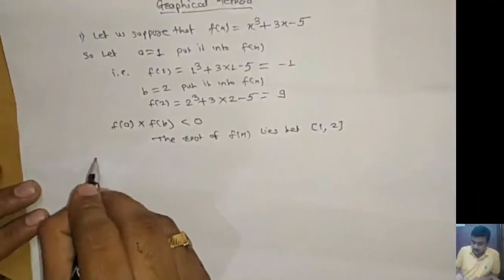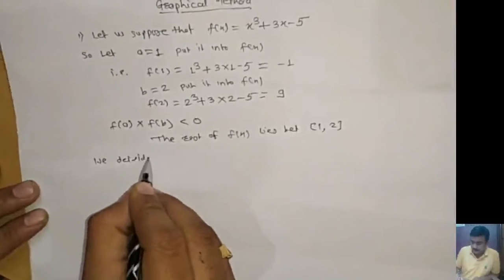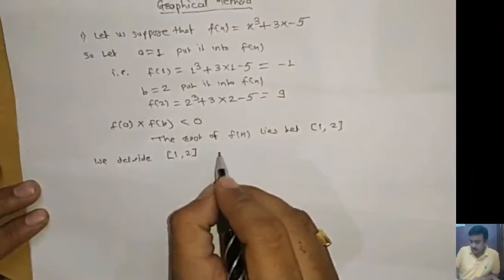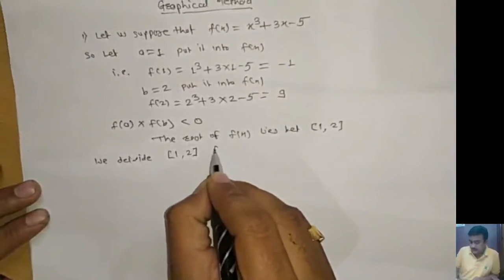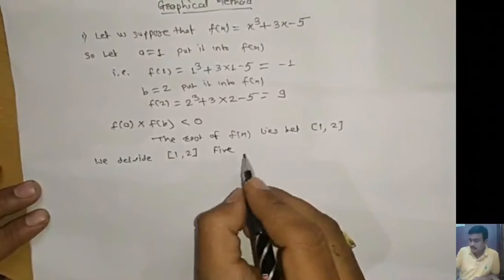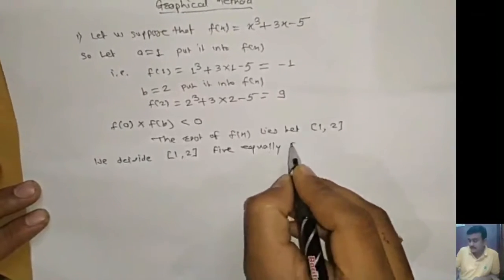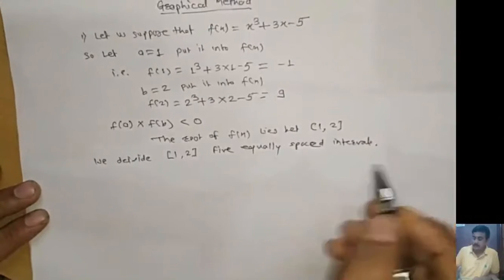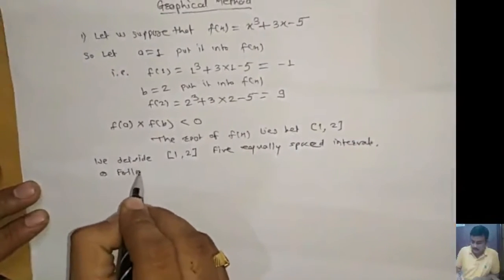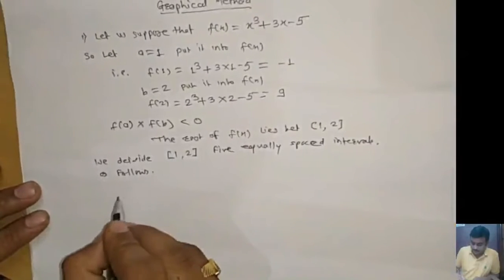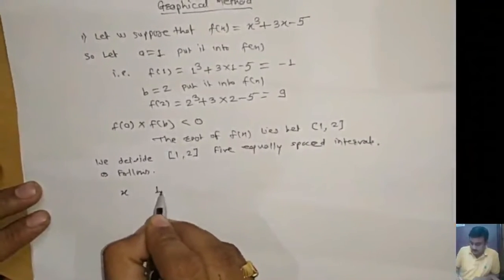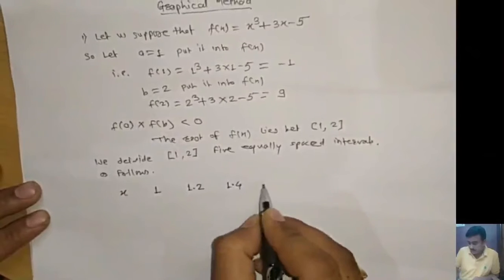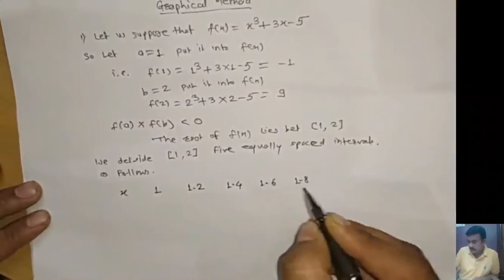Now we divide this interval 1, 2 into 5 equally spaced intervals as follows. x: 1, 1.2, 1.4, 1.6, 1.8, and 2.